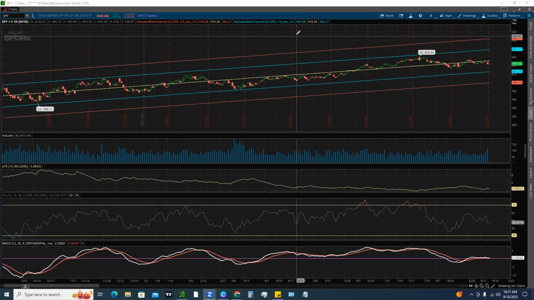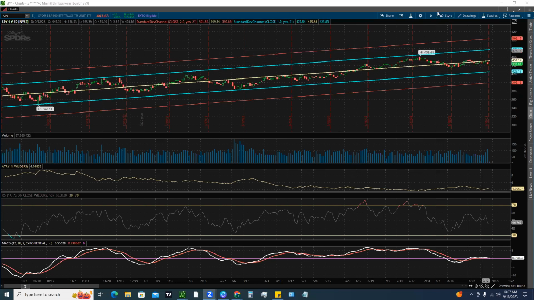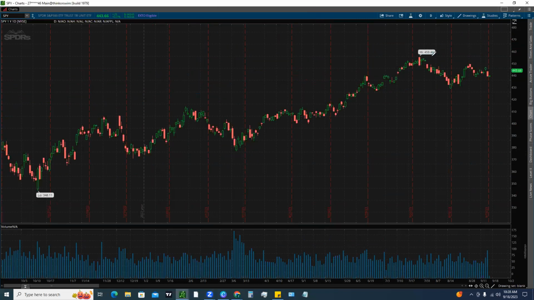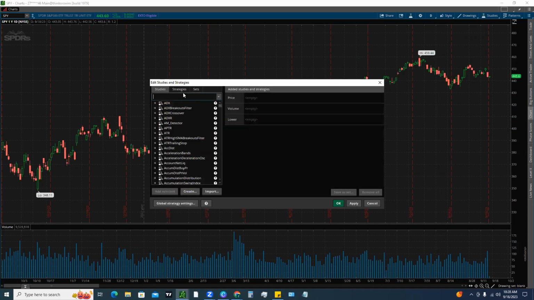All right, so here we are on the S&P 500 with our chart set up with all of our indicators. Right now, let's go ahead and remove all these studies, and that way we can show you guys how to set it up and make your screen look just like this. So go ahead and click on studies here. We'll go to edit studies, and we talked about the ATR, the average true range.